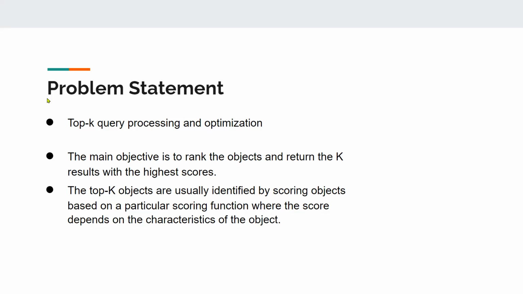The main objective is to rank the objects and return the K results with the highest scores. There are a lot of algorithms, like the threshold algorithm and the approximation algorithm, which have been developed on top-K queries. Top-K queries have a significant advantage in fields like e-commerce, multimedia, and web search, and are mostly helpful when working with large amounts of data. The top K objects are usually identified by scoring objects based on a particular function, where the score depends on the characteristics of the object.